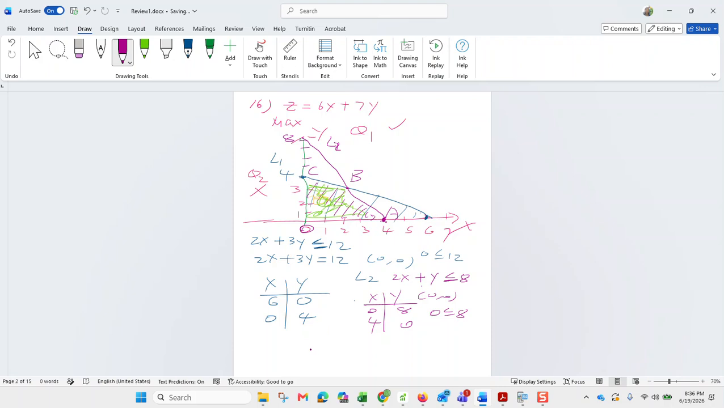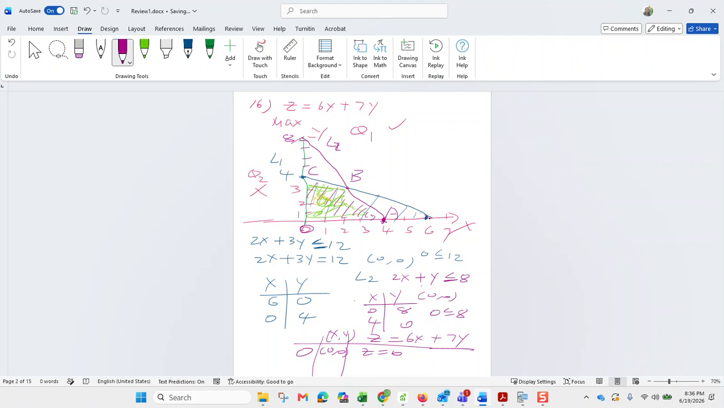So the A point, point A, okay, so we're going to have x and y. And then we have z equal to 6x plus 7y, right? And then 0, 0, if you plug 0, 0 in, everything will be 0. So at the origin, x is 0, y is 0, z will be 0, right? And of course, 0 is not a maximum. And then we have this point.